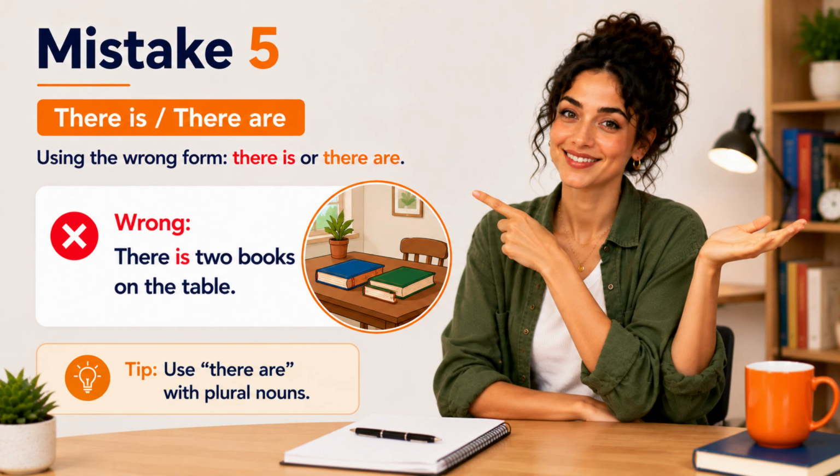Mistake number 5. There is and there are. Look at this sentence. There is 2 books on the table. This sentence is wrong. Why? Because 2 books is plural. When we talk about more than one thing, we use there are. So we do not say, there is 2 books. We say, there are 2 books.